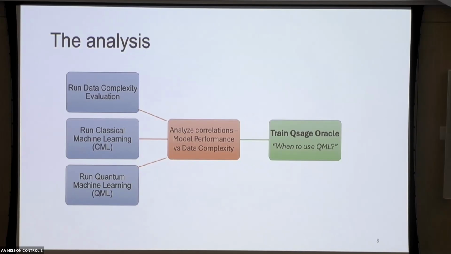Those correlations we feed into our Oracle, QSage. Essentially, it gives users the ability, without running the entire pipeline, to look at the data and say, hey, we think you could probably use quantum machine learning, and if so, use this method, or use only classical machine learning. So a priori, it can give you some insight. And so far, we've trained this on over 200,000 experiments.